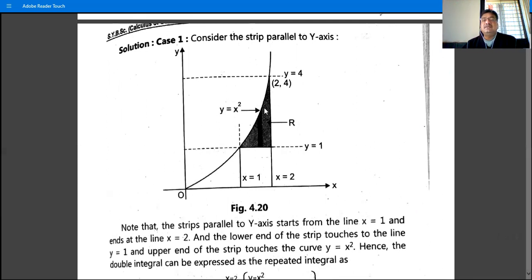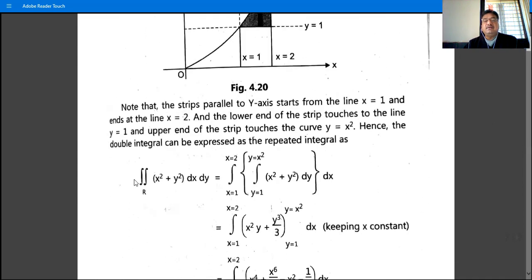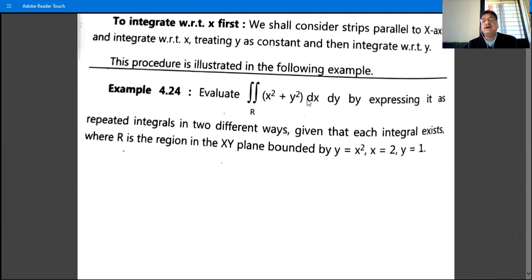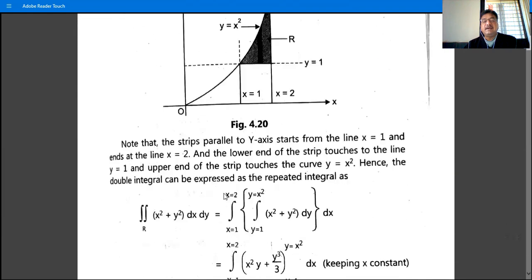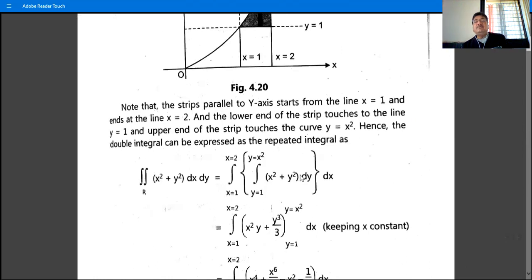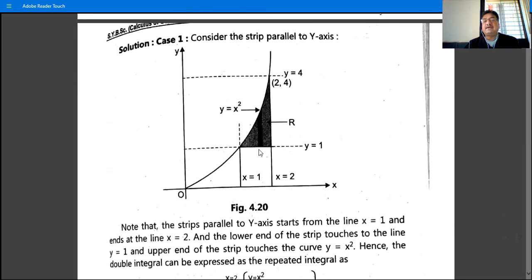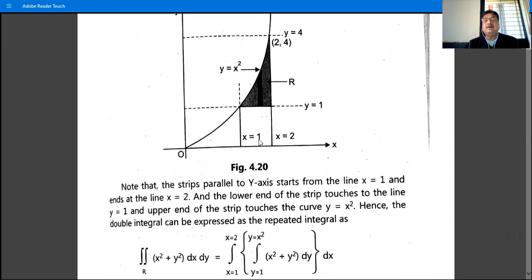Then this shaded region is the region of integration. Now we have to solve this problem in two ways. Now the double integration over R of x square plus y square dx dy is equal to, now we will integrate with respect to y first, and that's why take a strip parallel to y axis. This is the strip parallel to y axis.